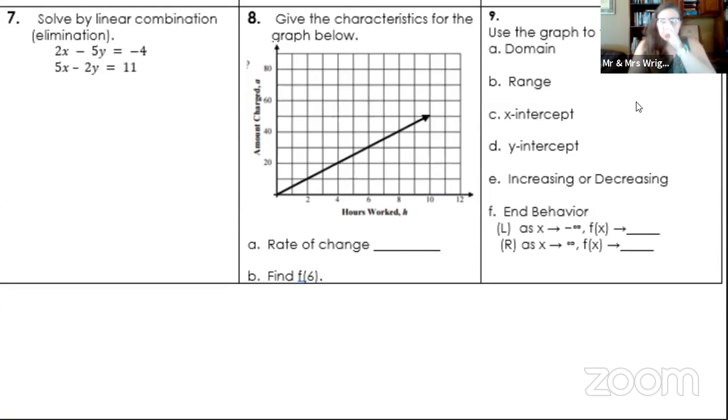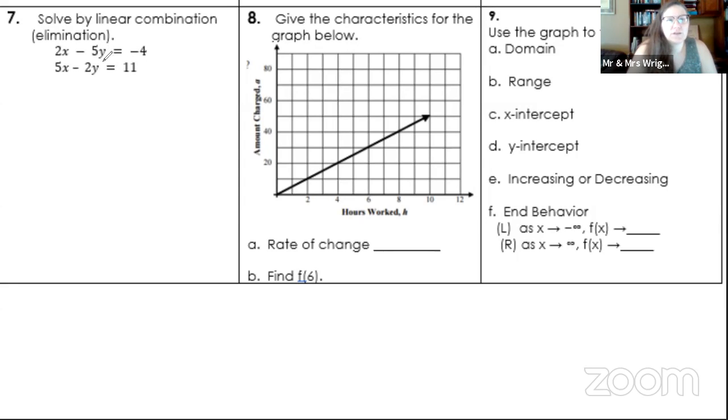All right, so we're going to solve this system by linear combination, aka elimination. So this time I have them in standard order. So my X term is first, and then my Y term, and then my constant.